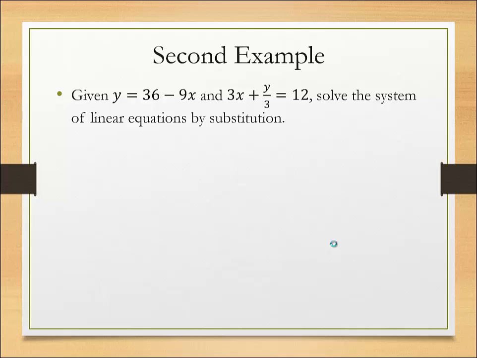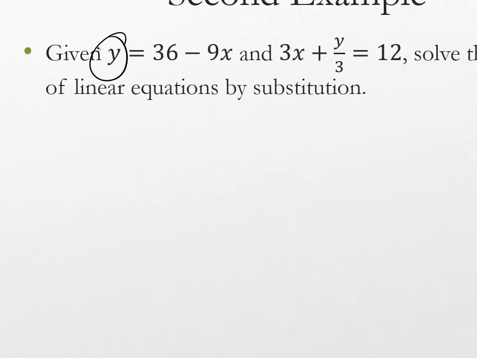Alright? Next. Given y equals 36 minus 9x and 3x plus y over 3 equals 12, solve the system of linear equations by substitution. Now, first step is to solve for a variable. But look at here. We already have one solved for. So what we're going to do, we're going to take what y equals, 36 minus 9x, and replace this y with that.